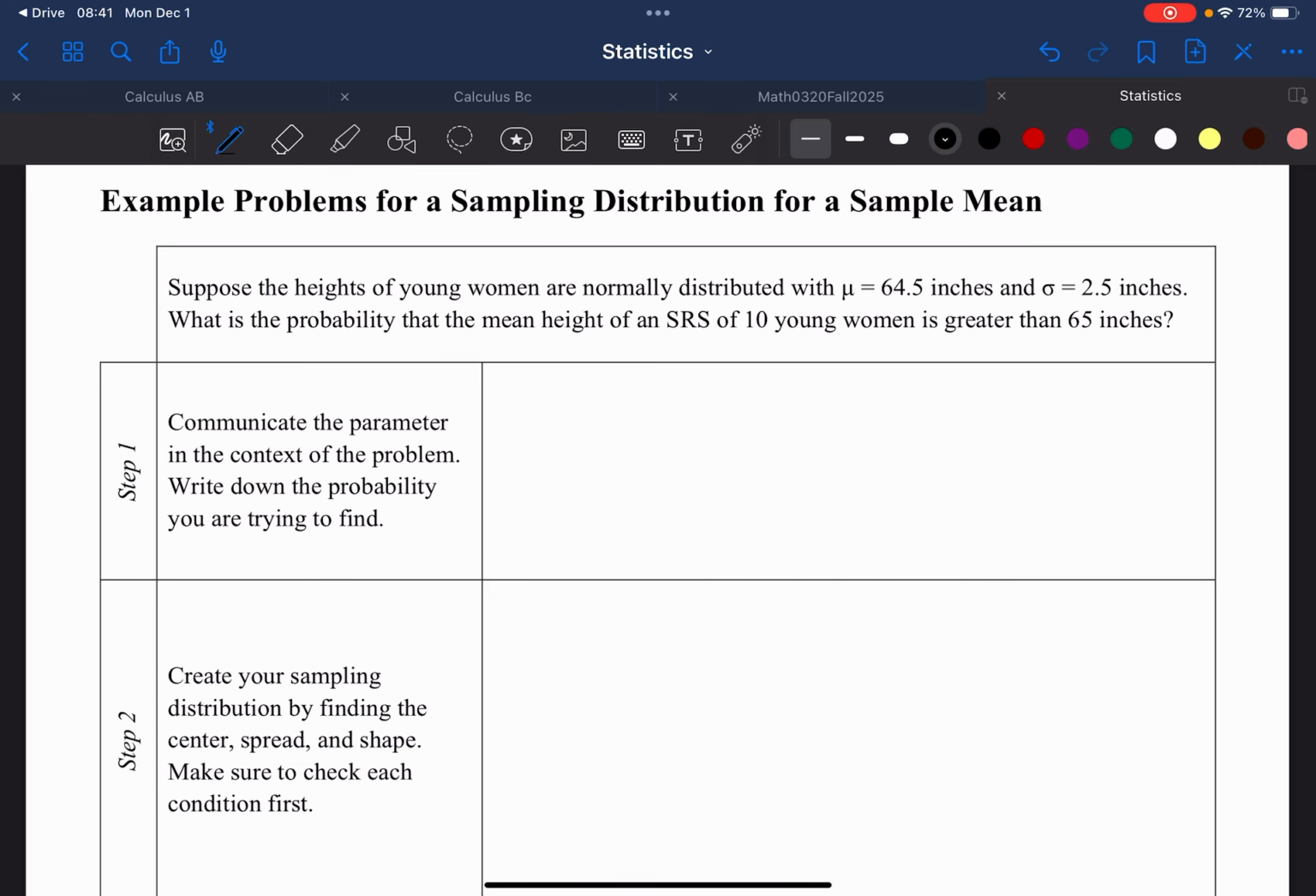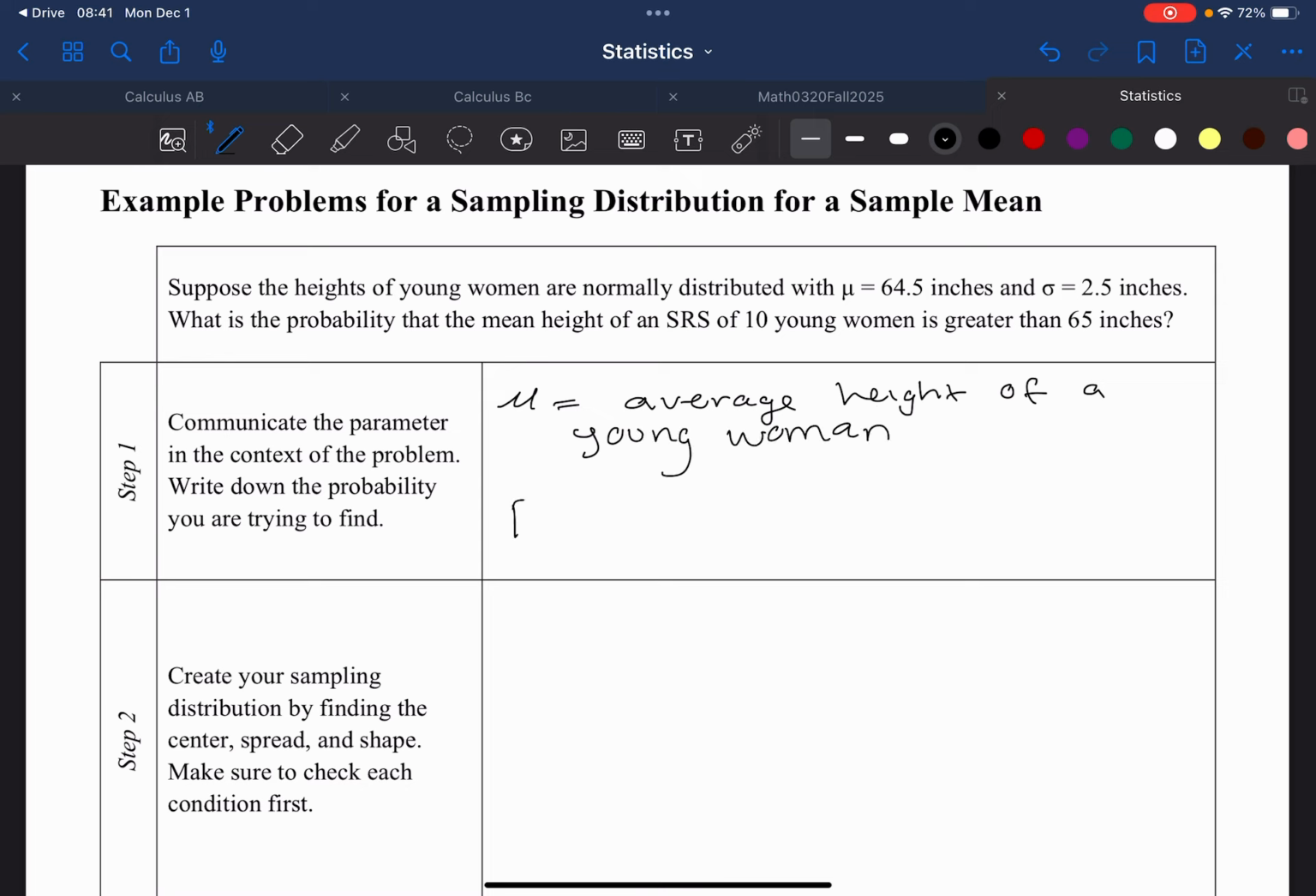Okay, so let's look at an example problem. It says, suppose the heights of young women are normally distributed with mu equal to 64.5 and sigma equal to 2.5. Notice our parameters are given to us, mu and sigma. What is the probability that the mean height of an SRS of 10 young women is greater than 65 inches? So mu is equal to the average height of a young woman.